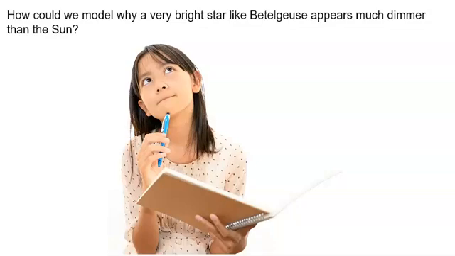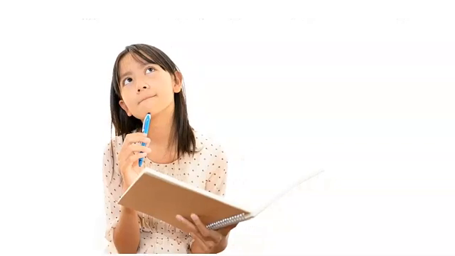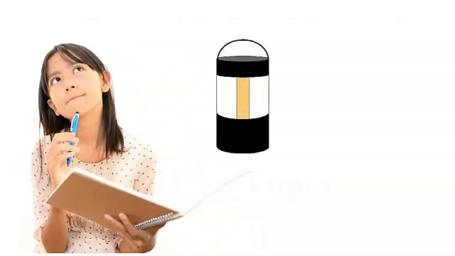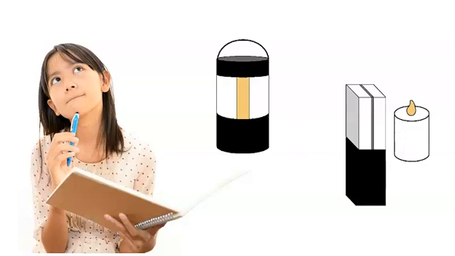For this model, we would need to use two different light sources. We need a larger and brighter light to represent Betelgeuse. So let's use our lantern. And let's use our LED candle to represent the smaller, dimmer sun. Earth is much closer to the sun than it is to Betelgeuse. So we should hold the device closer to the LED candle.